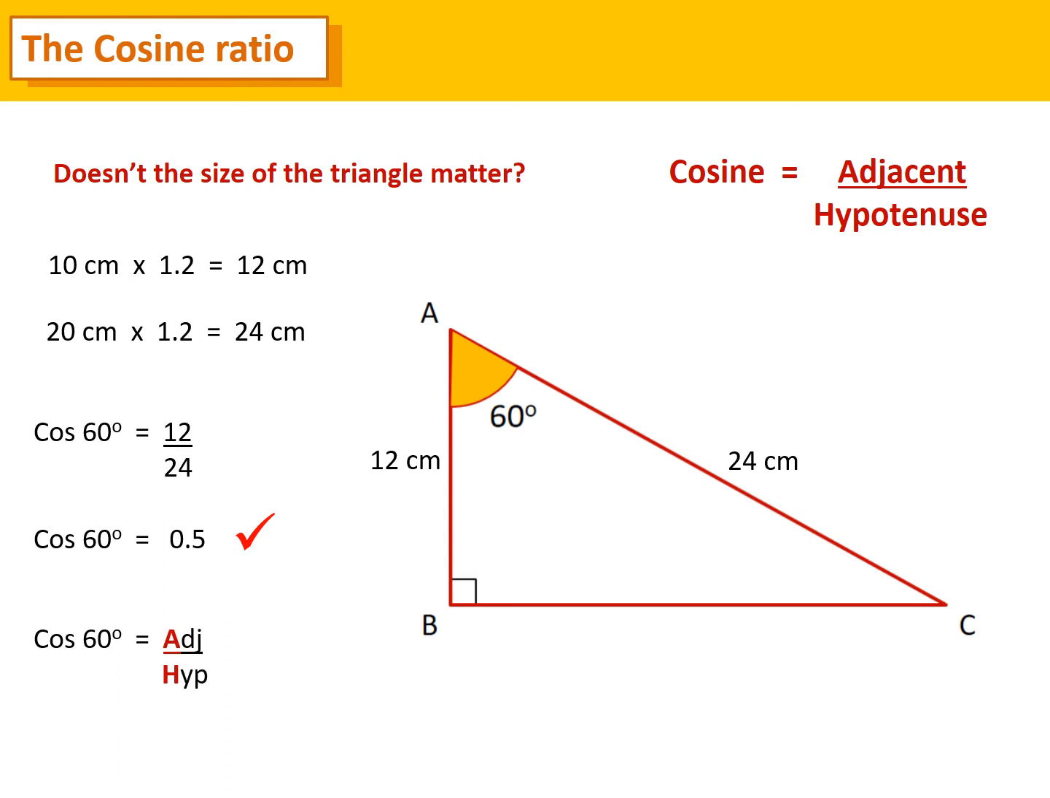Therefore, the cosine always gives us the ratio of the adjacent side to the hypotenuse, and it does not matter how big the triangle is, it only matters how big the angle is. And your calculator has these ratios programmed into it for any angle. So if you type into your calculator cosine 40 degrees, it will give you the ratio of the adjacent to the hypotenuse for a right angled triangle with an angle of 40 degrees in.